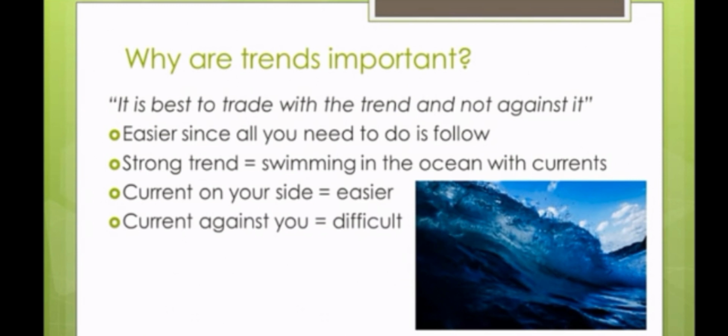But if you are trading against the trend, it is as if all the current and waves are against you, and you are trying to swim against them to try to get to your destination, which is very difficult and it takes a lot of effort. Trading with the trend is easier since all you have to do is to catch a very strong wave and you can just follow it all the way and it will help you arrive at your destination. Just like what we've seen a couple of slides ago with JP Morgan.